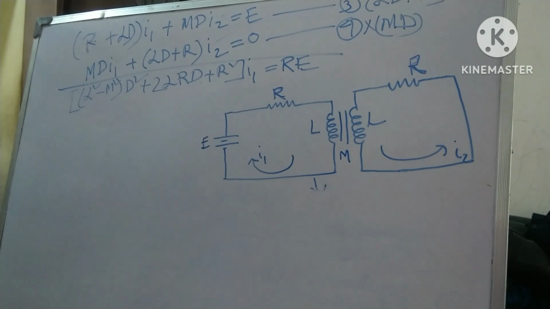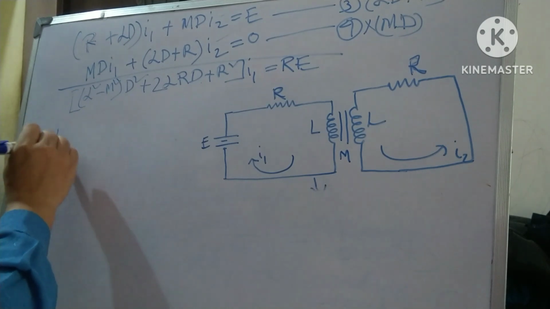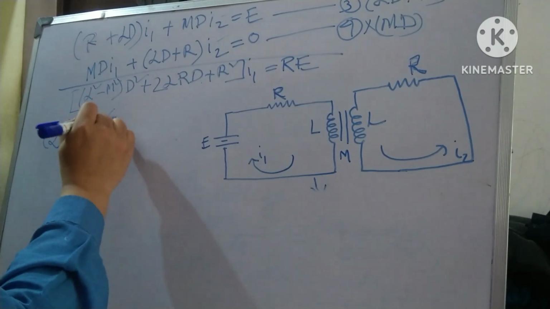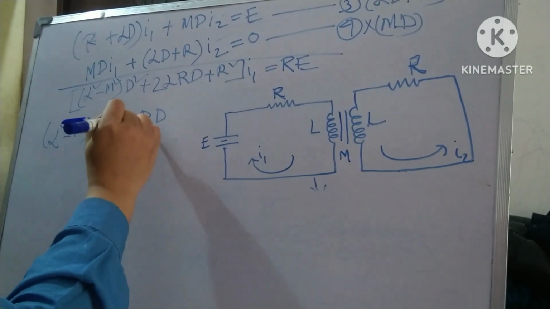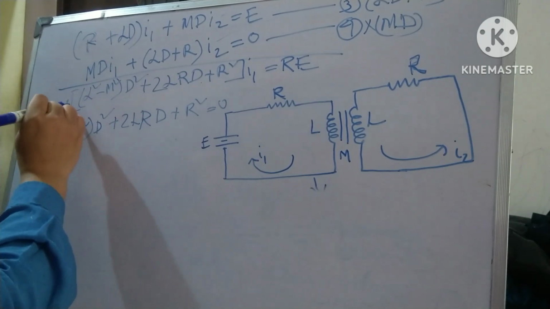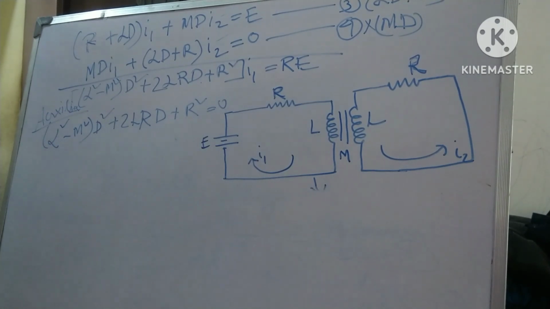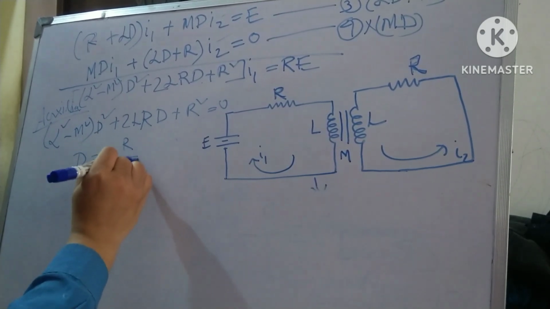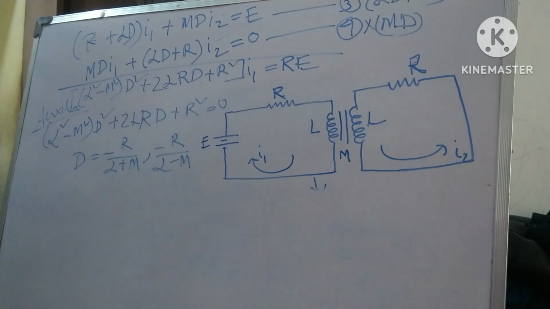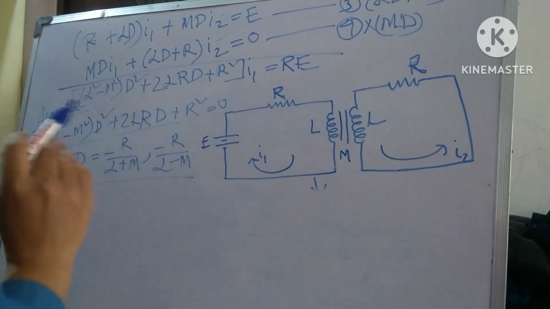So I have to find the auxiliary equation, friends. The auxiliary equation is (L square minus M square) D square plus 2LRD plus R square equals 0. So D equals minus R divided by (L plus M) and minus R divided by (L minus M). Just solve this problem and get this value.